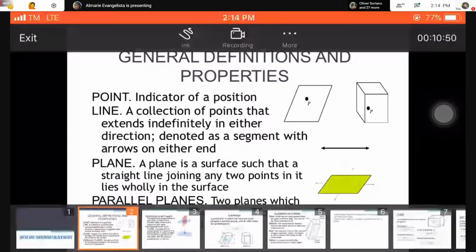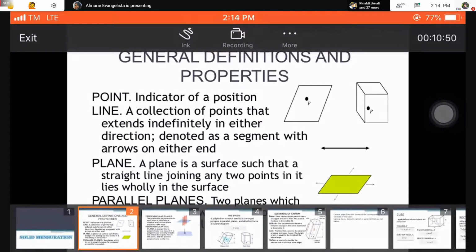So, general definitions and properties. Parang recall lang tayo ulit. Point. Point is the indicator of a position. Sa point nagmumula lahat. Hindi ka makakagawa ng line, plane, o shapes kung walang point. Siya yung pinaka start ng lahat.